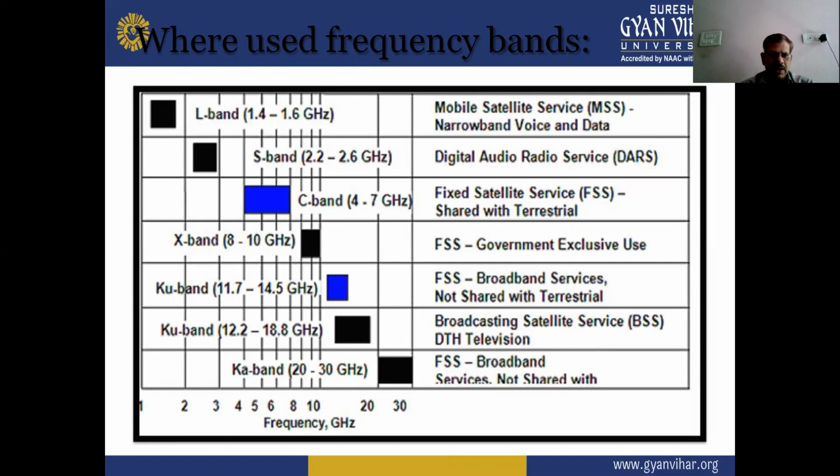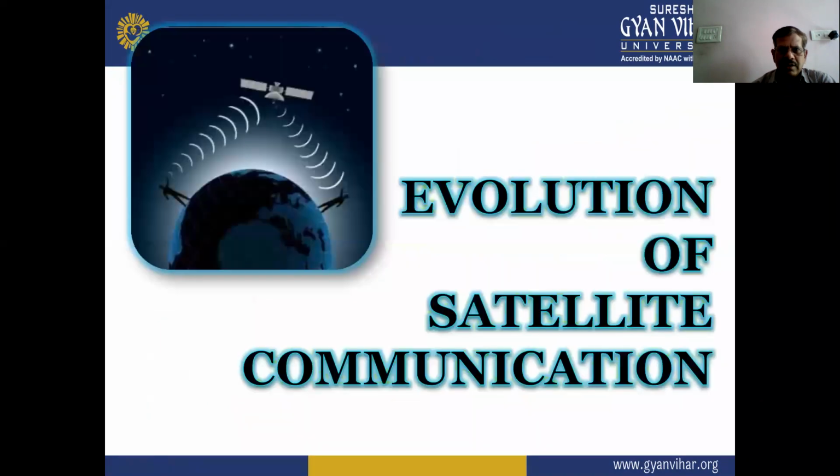And the next one is the Ku band, which has frequency 11.7 to 14.5 gigahertz, for broadband not shared with terrestrial. And next is the Ku band with frequency of 12 to 18.8 gigahertz, which is used for broadband satellite service. The next band is the Ka band, with frequency 20 to 30 gigahertz, used as a broadband service not shared with terrestrial. So these are some frequency bands and the uses of these bands in different fields.